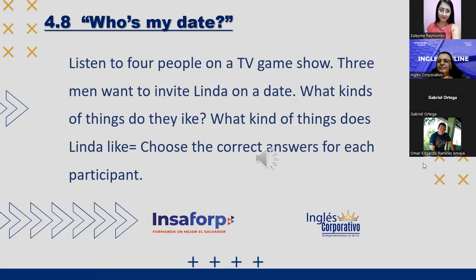Now, Omar. Gabriel? Option three. What is his name? ¿Cuál es el nombre del chero? No se fijaron. Gabriel Ortega, what's the name of option three? Tony. And who was the first one? Bill. And the second one, Omar? John. Excellent.